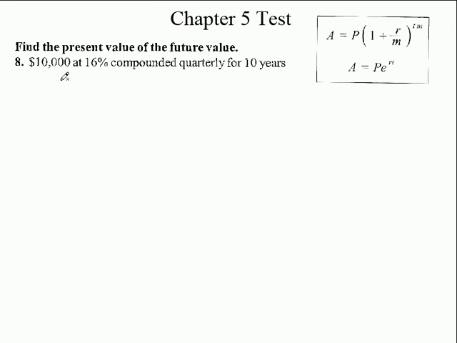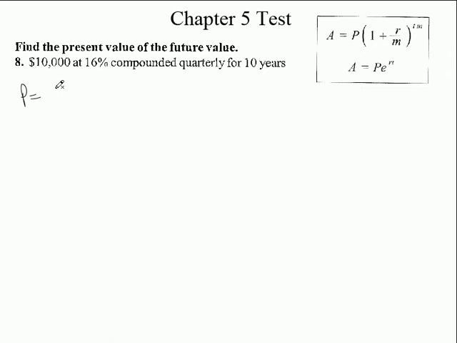Alright, going on to number 8. Now they changed the question a little bit. It says find the present value of the future value. So we're trying to find the present value. The present value is how much we're actually right now in the present putting into the bank. It happens to be that it also starts with P, but that's the principal. It really doesn't stand for present, but you can think of it that way, I guess, if you like.